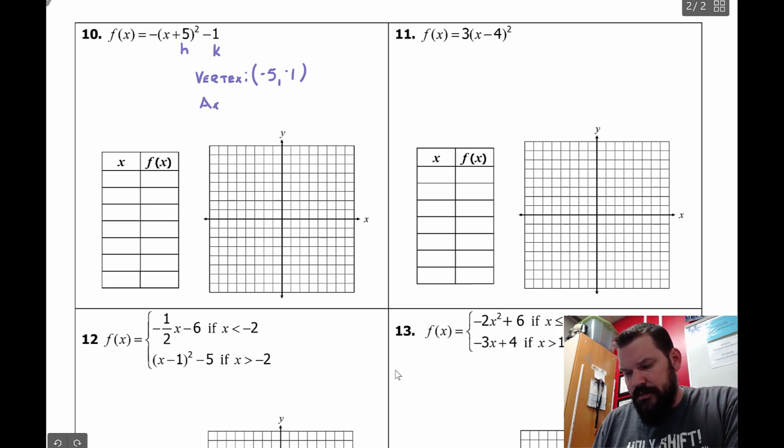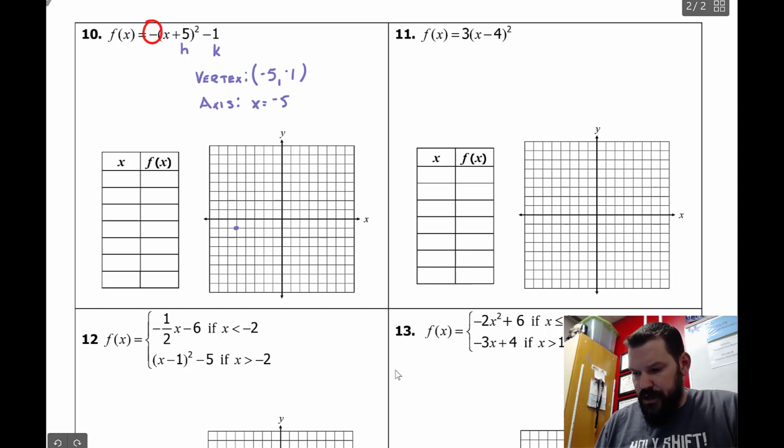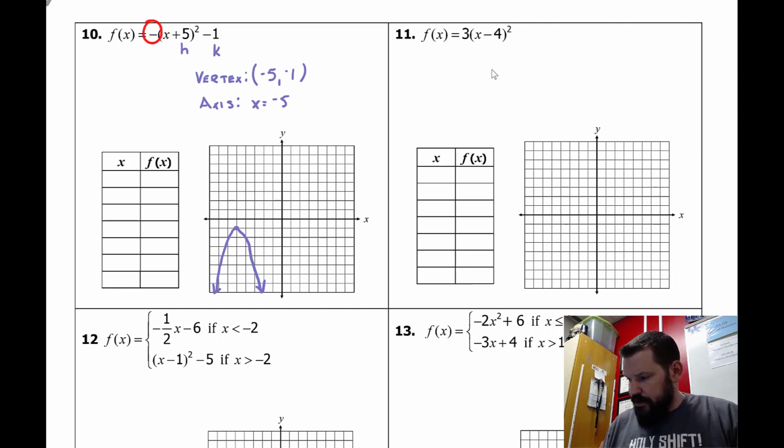So the axis is x equals negative 5. And so we go 1, 2, 3, 4, 5, and down 1. And notice that this graph is reflected over the x-axis because of that minus in front of it. So that means that that graph does open down. And there's our graph. Again, you can check that on Desmos to verify that we did graph that correctly, and I will go ahead and do that as well.